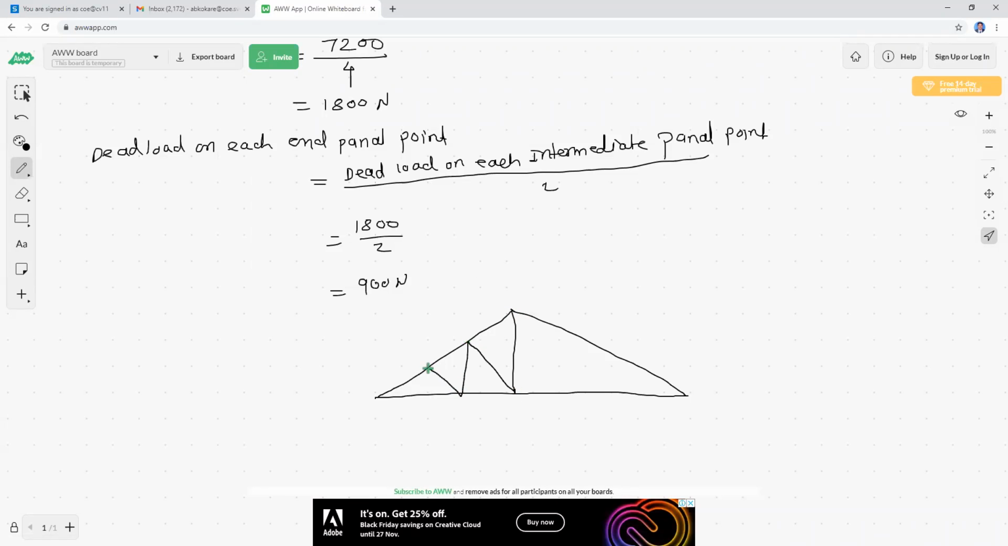1, 2, okay, now 1, 2, 3. So now 4 panels are there, and these are the panel points.